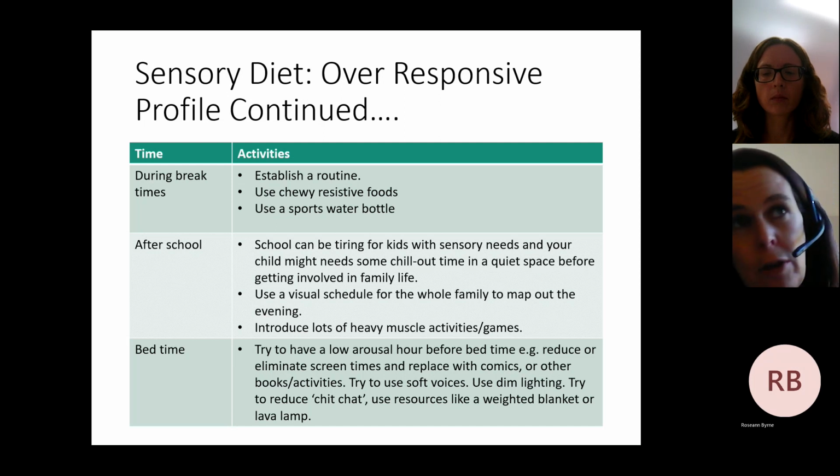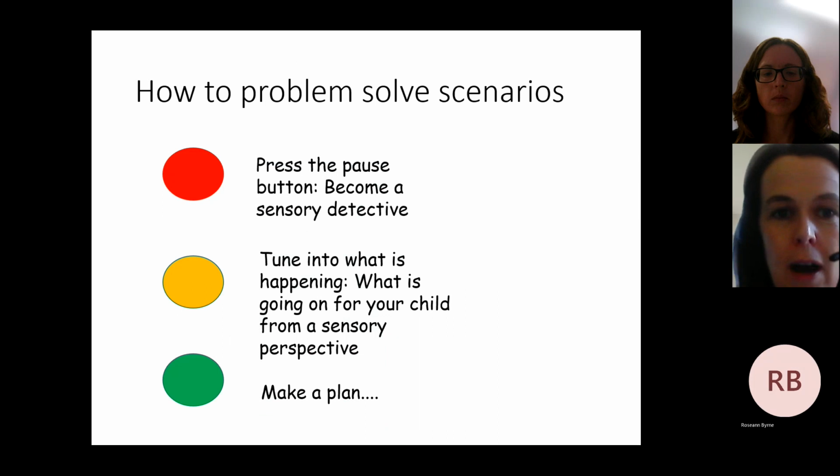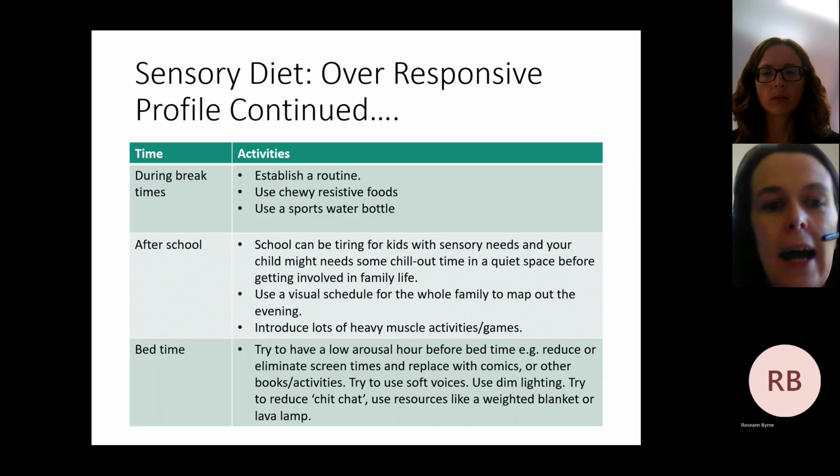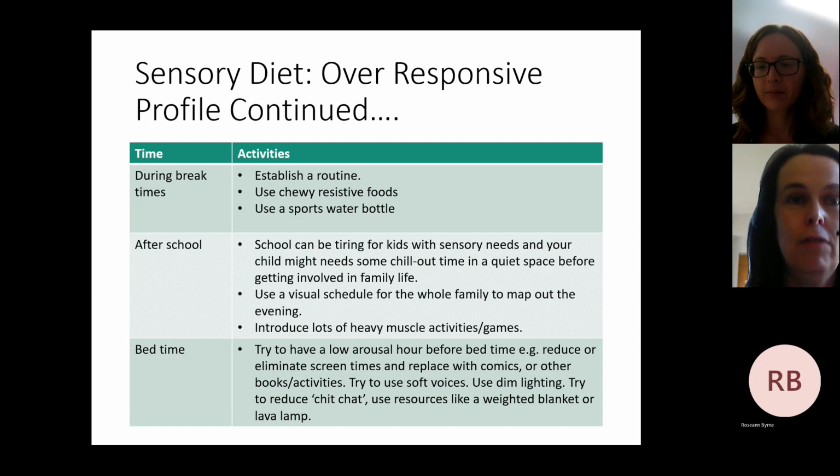To the child with the bigger cup, it's usually a low arousal hour before bedtime, so reducing the screen time, replace with comics or books, and watching your own arousal levels as well. So making sure that you're modeling for your child what you'd like for their nervous system.